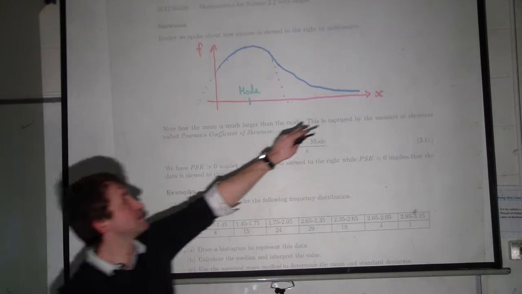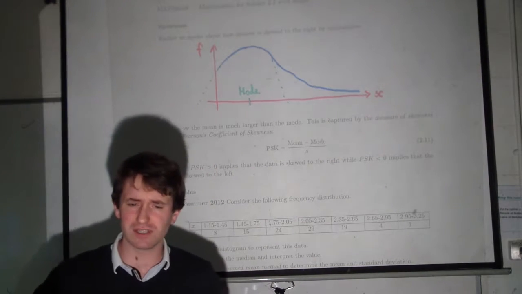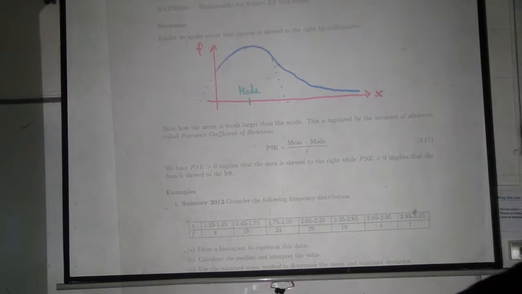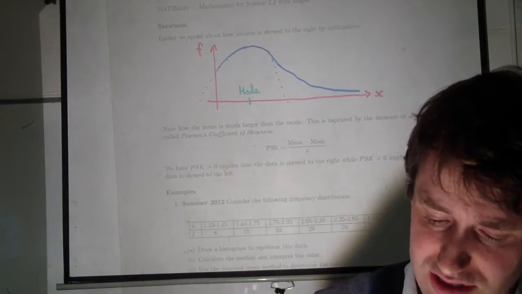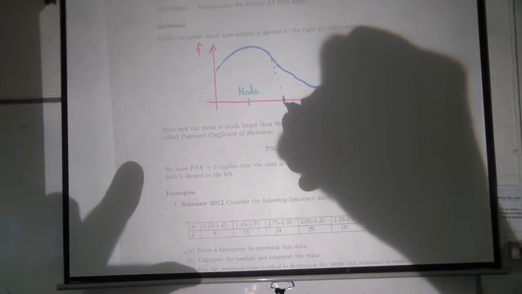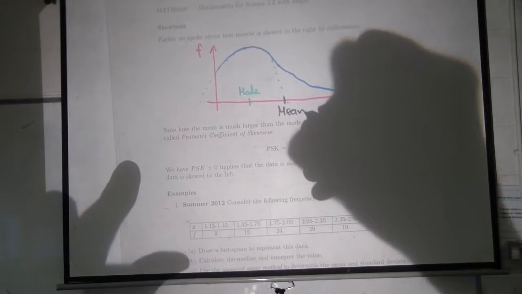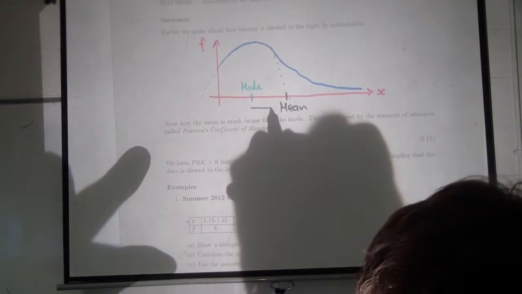But what you have here is data that's pushed over here, millionaires, and they make the mean bigger. The example we said the last day was that if one person earned €1 billion extra in a year, it would push our mean income up by €500. That's what it means by skewing it. When the data isn't skewed, the mean and the mode are in the same place. But when you've got data pushed over here, the mean is bigger than the mode. So it's pushed this way.